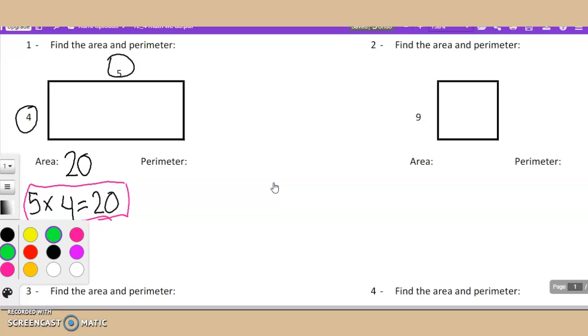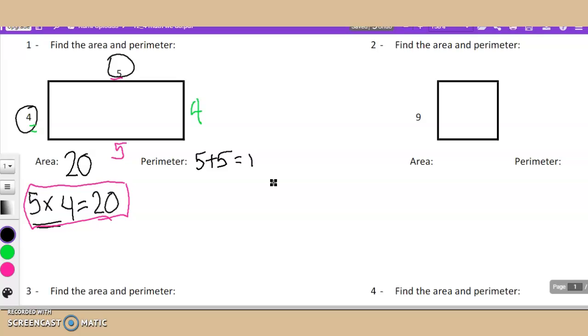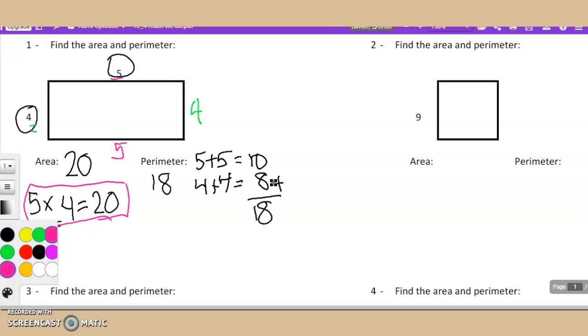Perimeter is the measurement all the way around the sides. So 4 is one side, 4 is the other. And then 5 on one side, 5 on the other. Now we're going to add those up. You're going to have 5 plus 5 equals 10. And then the two ends, which is 4 plus 4. Okay, now you need to write the equations. You must. So 10 plus 8 equals 18. So your perimeter is 18. So circle your answers. That'll work.